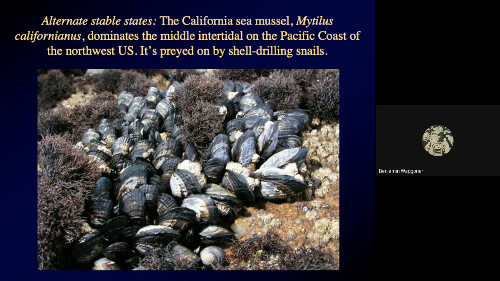Cooking's not even necessary. Anyway, this is a dominant species in the middle intertidal, and it's preyed on by snails. There are snails that can actually drill holes in a shell and stick their little proboscis in and eat the critter out inside his own shell.